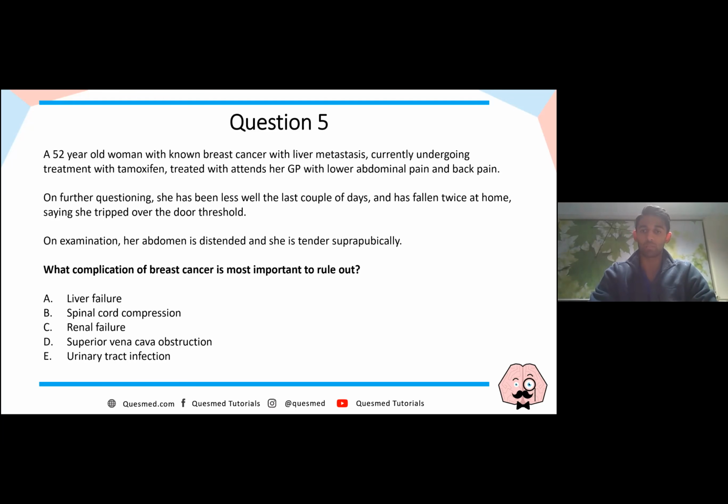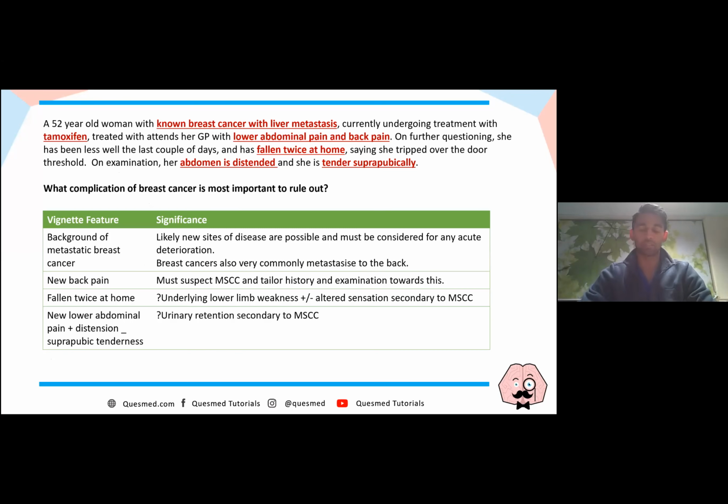Let's see what you guys thought. Great. So most of you are on the right track. Let's have a look at the vignette. This is about a complication of breast cancer. First of all, to note is we already have a patient with metastatic disease. And if you have such patients, anytime they have an acute deterioration and are admitted to hospital, one question that should always be on your mind is, could this be due to progression or a new site of metastasis?